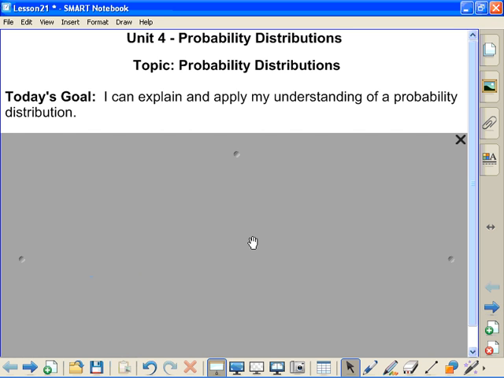Hello and welcome to Unit 4, Probability Distributions. This is our final unit of study for the data management course. So probability distributions is the unit name, and it's also the topic today.